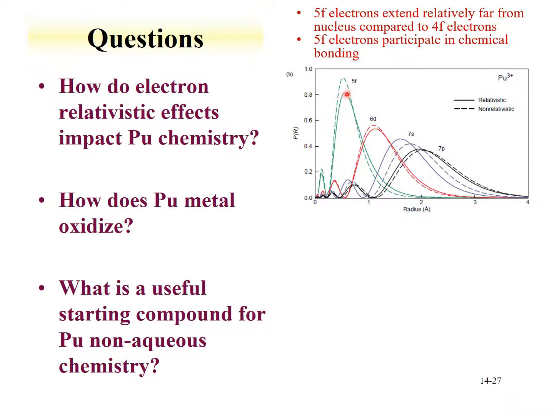And the key here is the relativistic calculation is the solid line, and we see for the 5f electrons, this solid line shows that there's a probability of the electron being found farther out from the nucleus. And this slight change is enough for the chemistry of plutonium to include these 5f electrons.